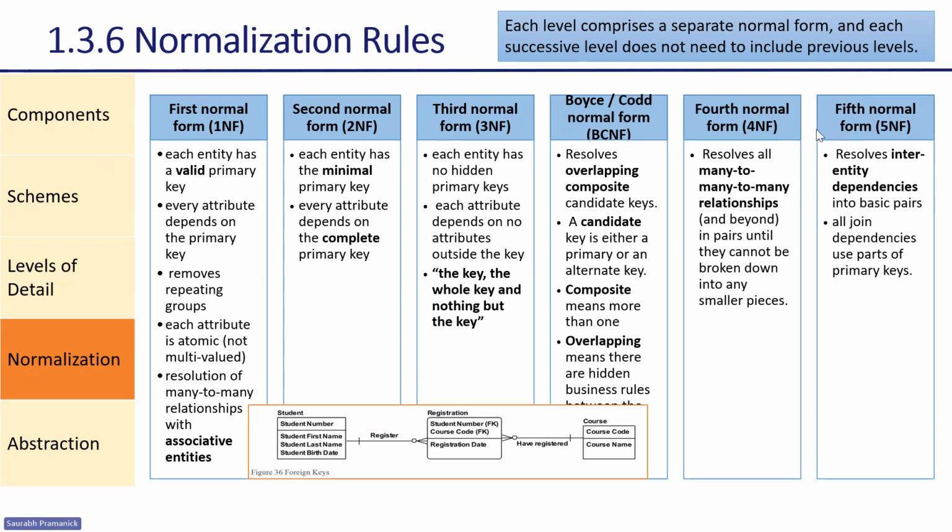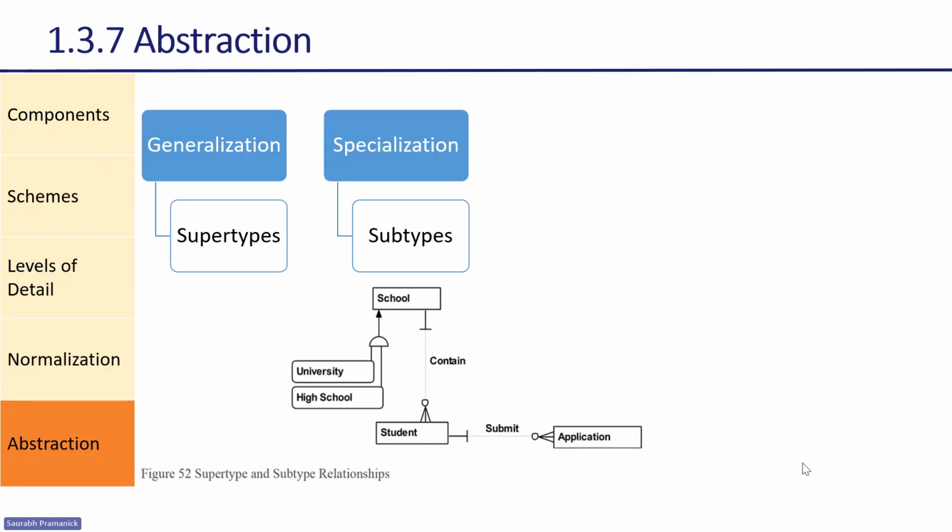But there are organizations, data models, and certain use cases where you also try to resolve many-to-many relationships between the data sets and resolve the interdependencies in the fifth normal form as well. So you can see that fourth and fifth normal forms occur very rarely.